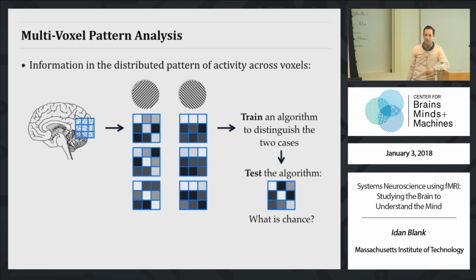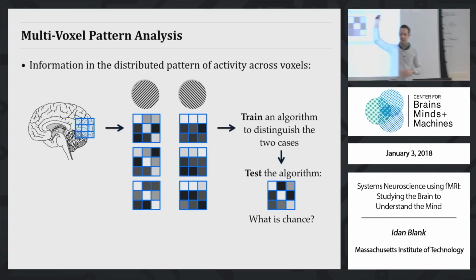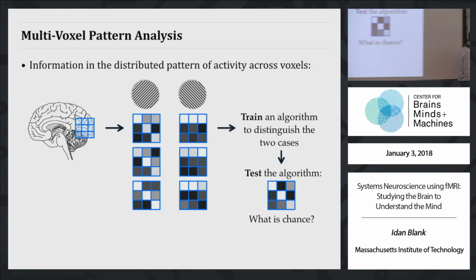What is chance? Chance performance. What level is chance performance? How many correct trials can they get? 50%, right? If the algorithm didn't learn anything, then it's just guessing randomly A or B, so it has a 50% chance of being right.